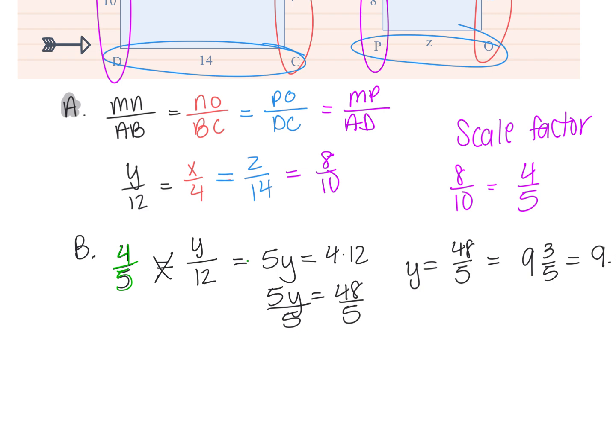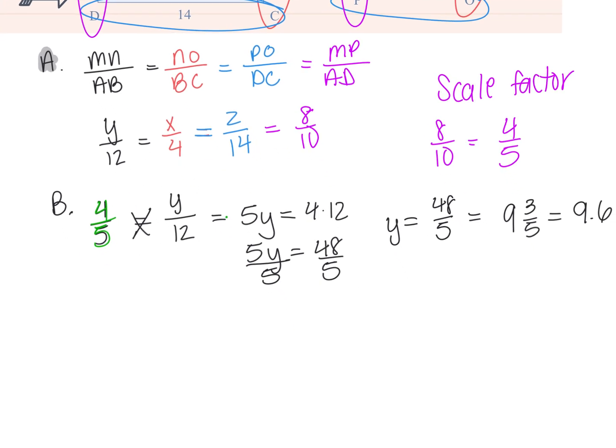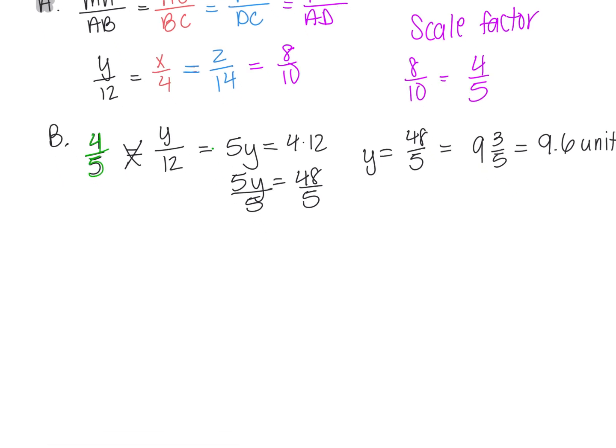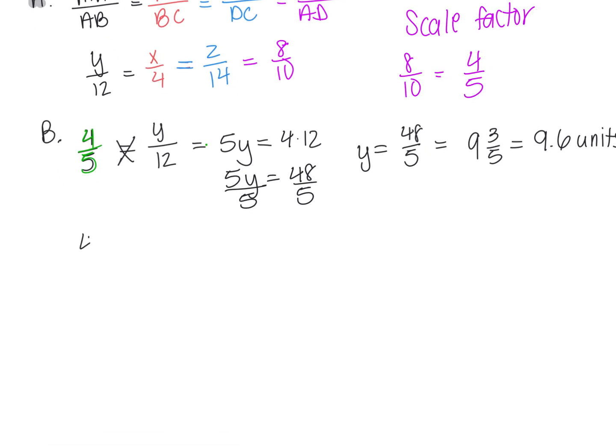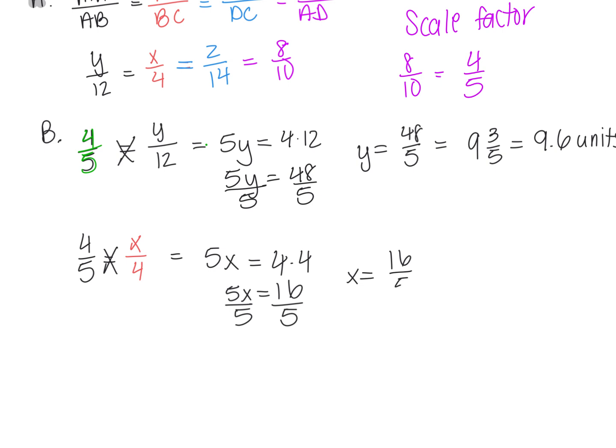All right. So now I have to go ahead and find the next ones. I found my y. Let's go ahead and find x. So x, I had 4 over 5 is equal to, my x is x over 4. Cross multiply, divide. So 5x equals 4 times 4. 5x equals 16. Divide by 5. X equals 16 over 5, which is 3 1/5, which is 3.2 units.